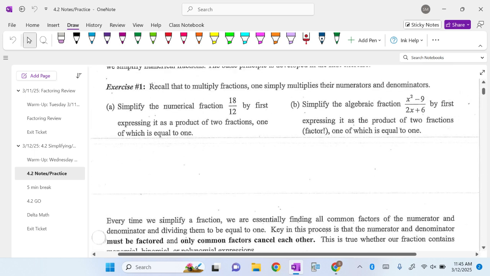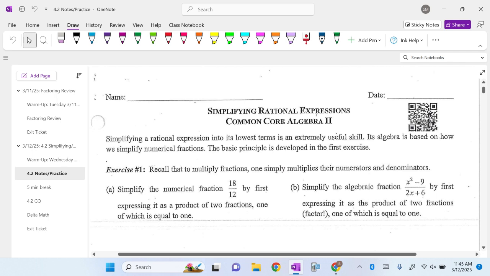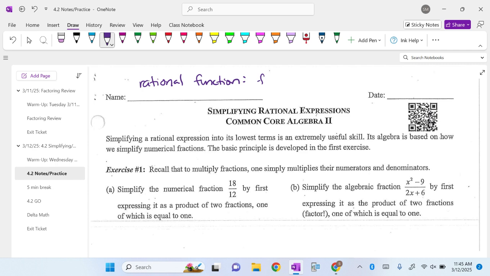Now, it doesn't tell us this, but we're just going to define it anyway. A rational function, and I would write this down, is a function that looks like a fraction with an x in both the numerator and denominator.